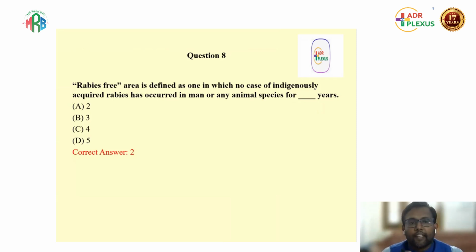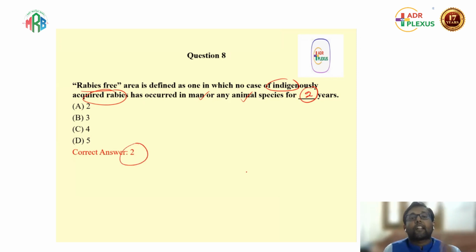Next, a rabies-free area is defined as one. When will you define an area as rabies-free? See this, there are some doubts in this question, whether it is 2 years or 3 years. Now see, for this question, a rabies-free area means an area in which there is no case of indigenously acquired rabies. That is, without any importation from outside of the country, if there is no case of rabies in man or also animals for 2 years, it is enough.